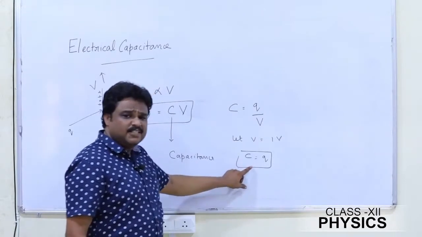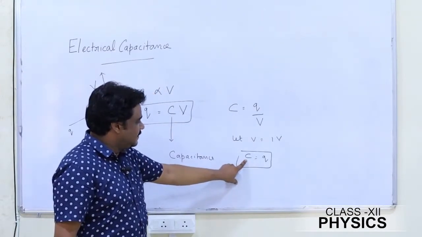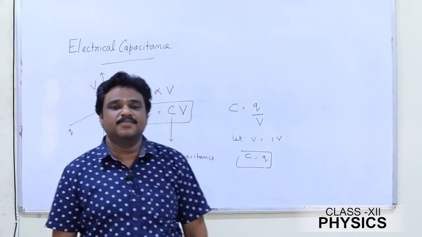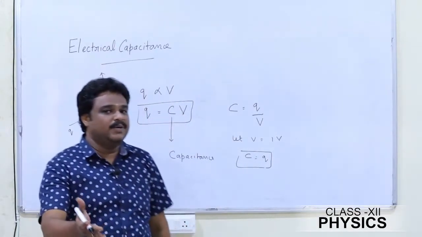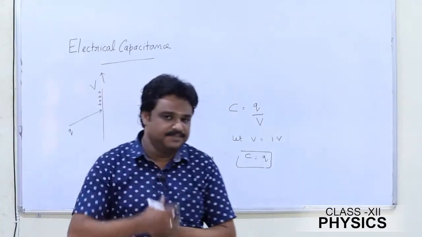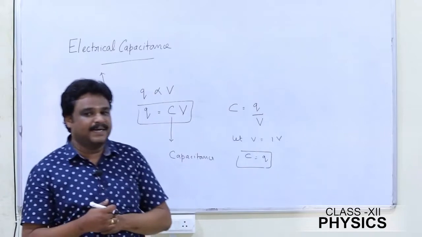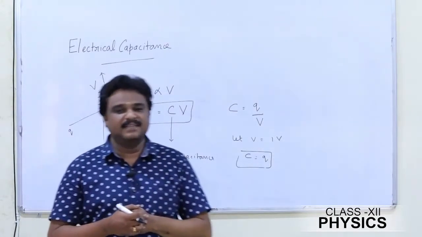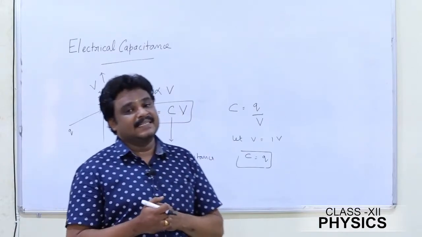Once again, we can put this in words. The electrical capacitance of a conductor is numerically equal to the charge that raises the potential of the conductor by 1 volt. That equivalent charge can be termed as capacitance. So these are the ways in which we can define electrical capacitance.